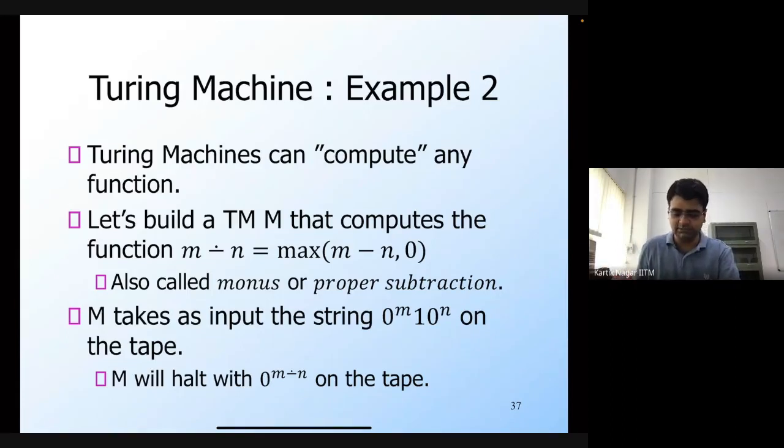So I have m zeros and then I have n zeros, which are separated by 1, and then I want to basically find out m minus n. And the way the Turing machine is going to express the output is that the Turing machine M will halt with 0^(m-n) on the tape. So it will basically halt with m minus n copies of 0 on the tape.